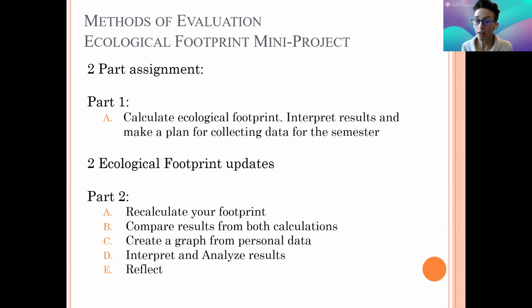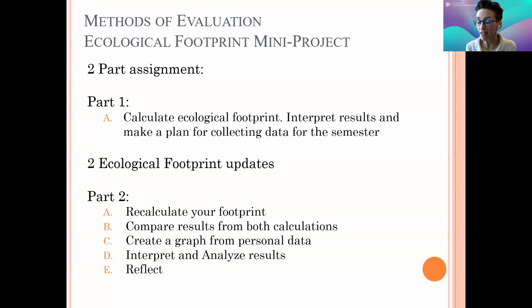From that is data that you'll submit. You'll submit 2 images from that. And it will also give you scenarios to explore. It'll give you things to think about that impact your ecological footprint. And from that, in part 1, I'm going to ask you to identify a habit in your life that you can track data for the entire semester.